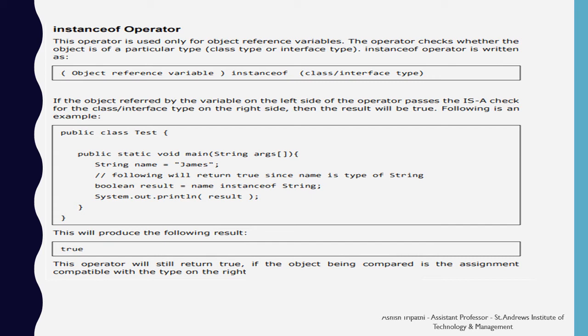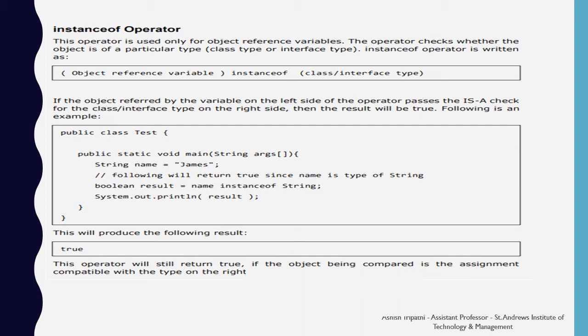If the object referenced by the variable on the left hand side of the operator passes the is-a check for the class or interface type on the right hand side, then the result will be true. Here you are seeing an example. We again have created a class known as the test class. Inside the test class we are creating a main function, and inside it we are declaring a string object called name and assigning a value James to it.